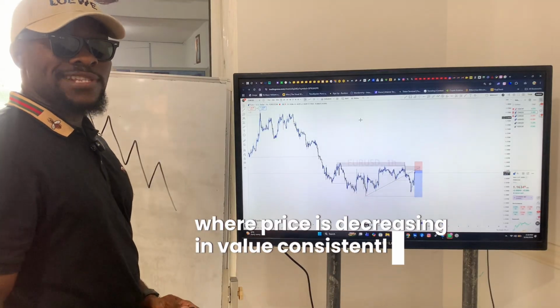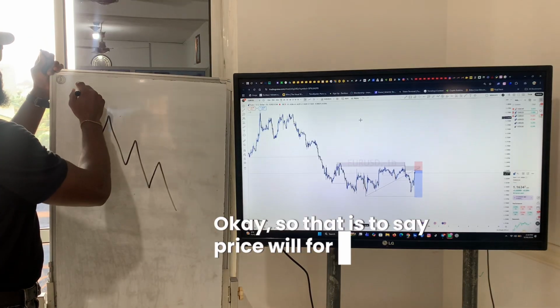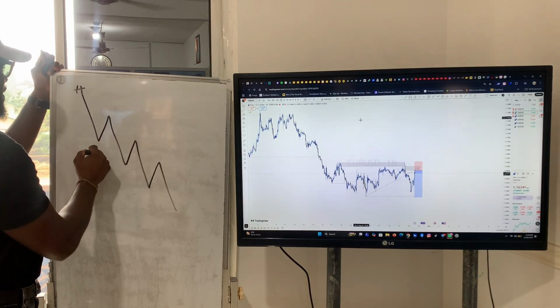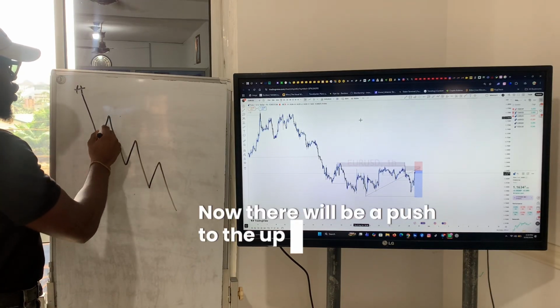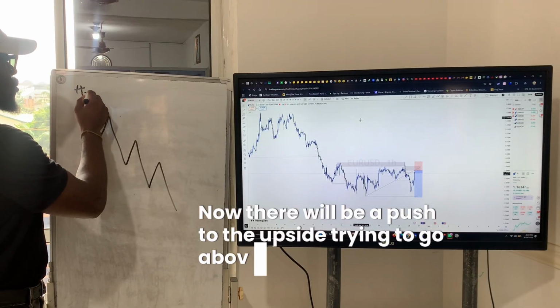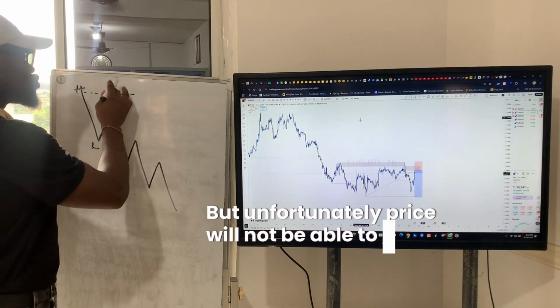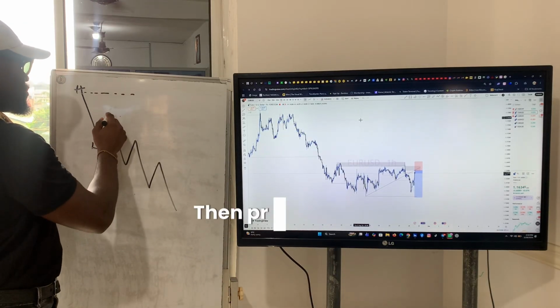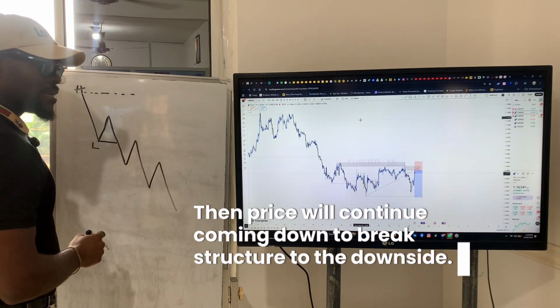A bearish market structure is a behavior of the market where price is decreasing in value consistently. Okay, so that is to say price will form a high, then form a low. Now there will be a push to the upside trying to go above this high. But unfortunately, price will not be able to go above this high. Then price will continue coming down to break structure to the downside.